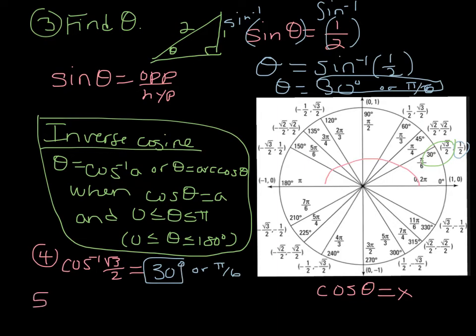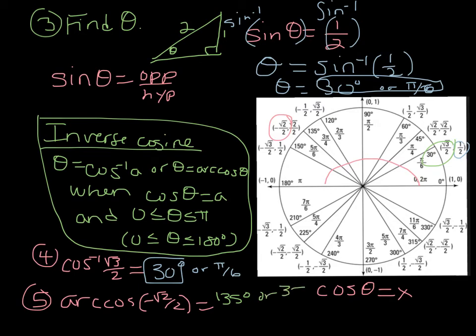And I'll give you another one. So the next one I have is arc cosine of negative radical 2 over 2. And you'll find that that occurs at 3 pi over 4, or 135 degrees. And sometimes I'll ask you to give me the answer in radians, other times in degrees. Just make sure you know what the difference between the two is.